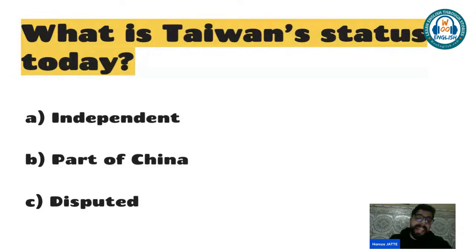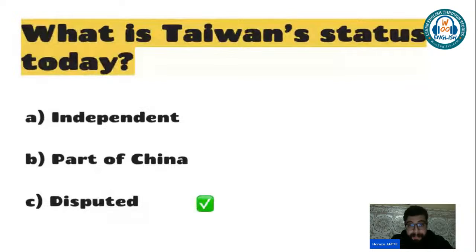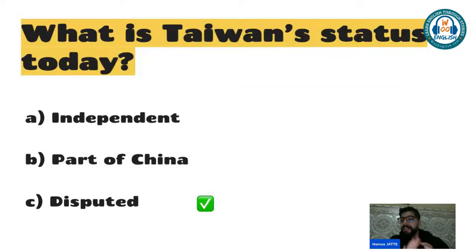All right, let's check the answer. Actually, the answer is that it's disputed. So for China, it's a part of China. But for Taiwan, or for the majority of Taiwanese people, it's an independent land or an independent country. But for the majority of the world, it's a disputed land. We don't know, right? It's not very clear.